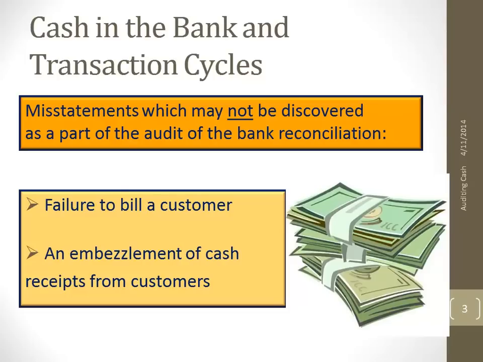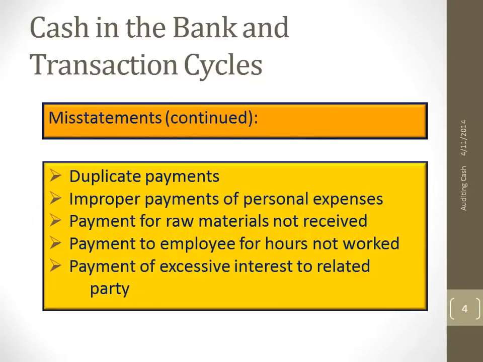So all of that to say, basically, there are errors in cash or misstatements that could occur in the cash that you will never find as a result of doing a bank reconciliation. And that's to say that just merely doing a bank reconciliation is not enough to identify misstatements in the cash account. You have to look at the controls over cash when you're looking at controls over cash receipts and cash disbursements. Other types of misstatements that are common to the cash account would be duplicate payments.